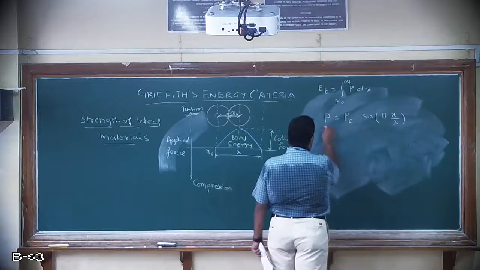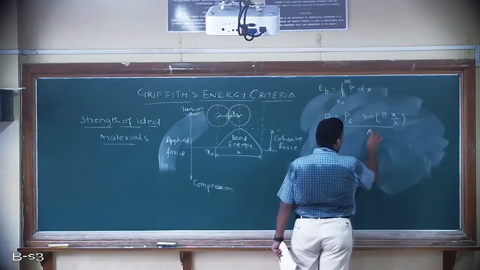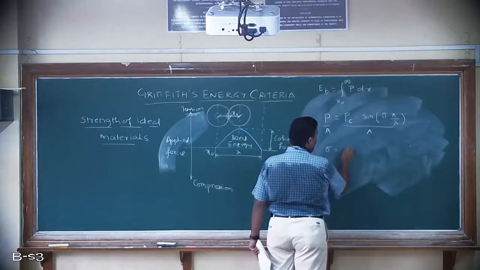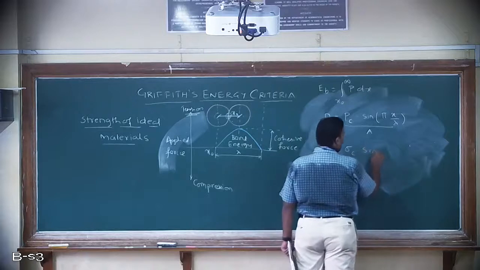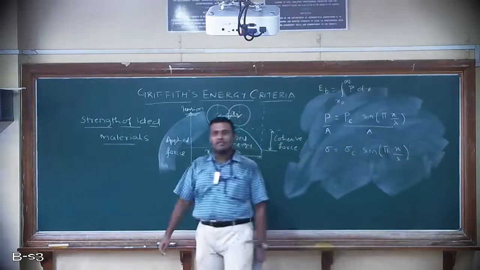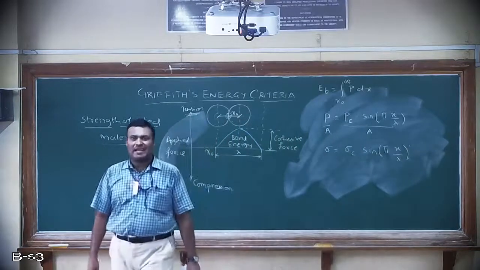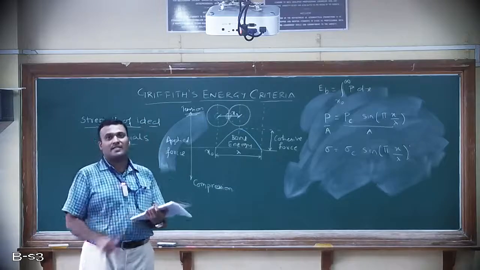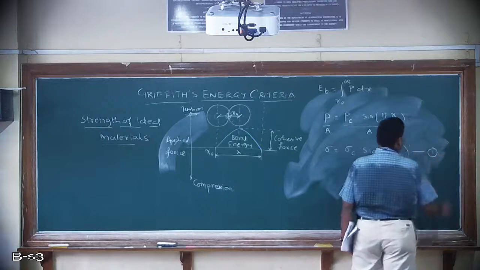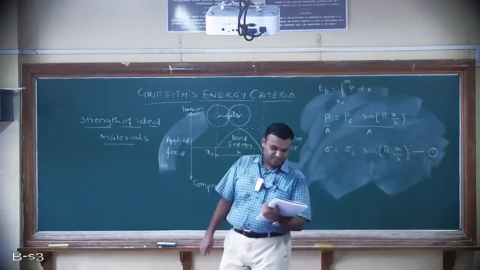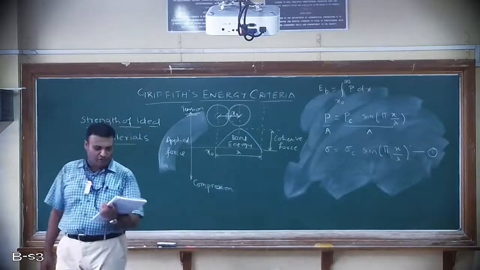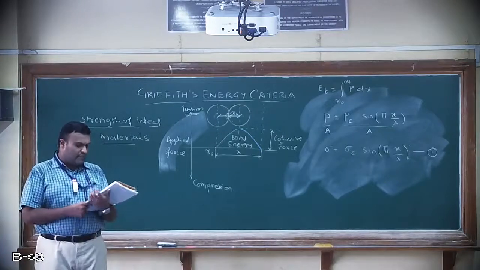If I divide this by area on both numerator and denominator, P by A will be equal to sigma, PC by A will be equal to sigma c, and this will remain as it is, sine of pi x by lambda. Do you agree with this? From the load displacement relationship, I found the stress displacement relationship. This stress displacement relationship is equation number 1. Here PC and sigma c, as I told, are the cohesive force and the cohesive stress respectively at a distance x.